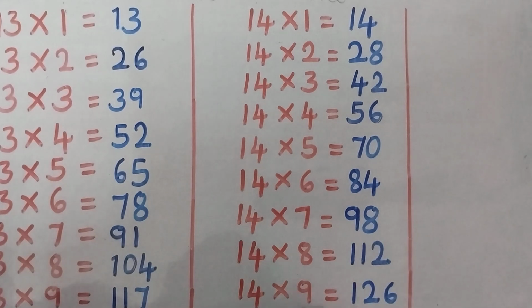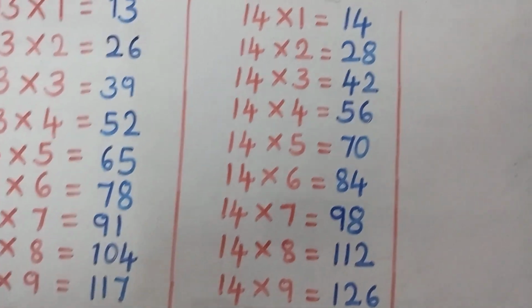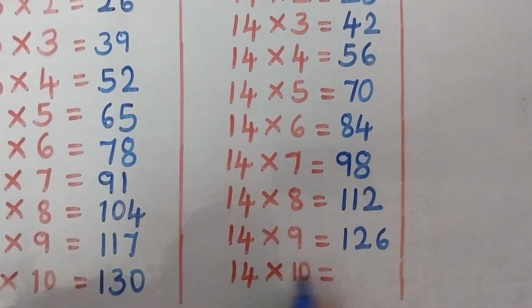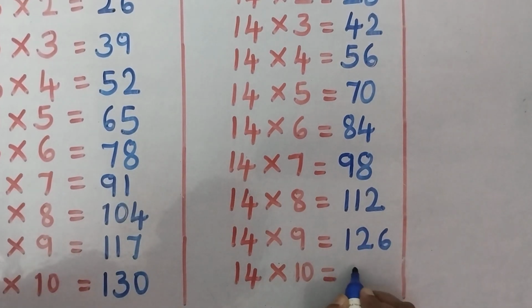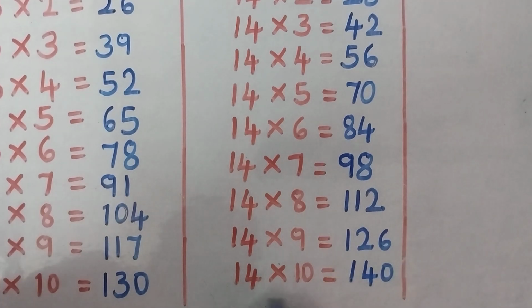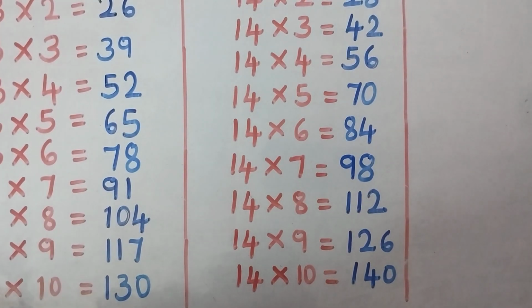14 into 9 is equal to 126. 14 nines are 126. 14 into 10 is equal to 140. So 14 tens are 140.